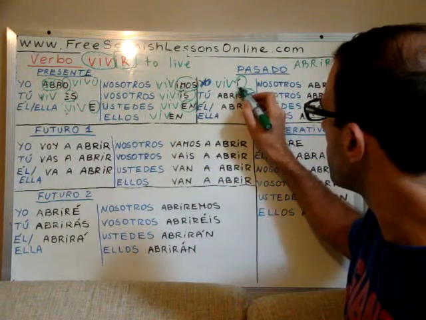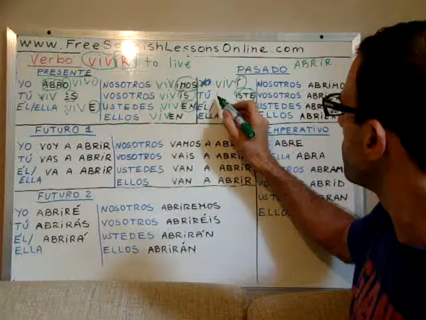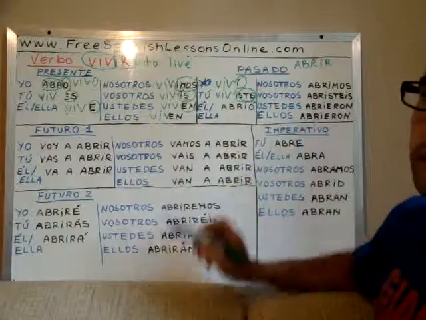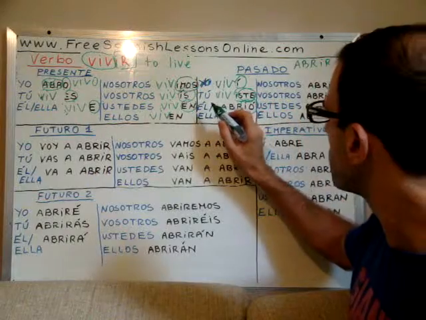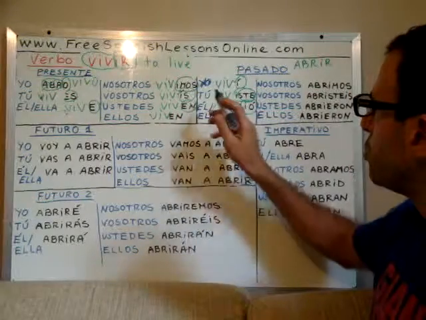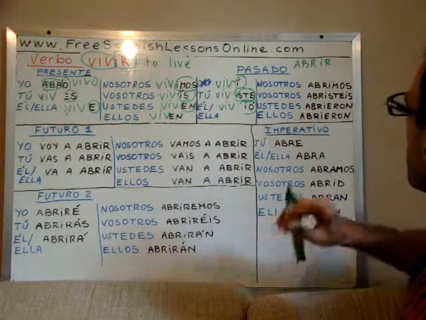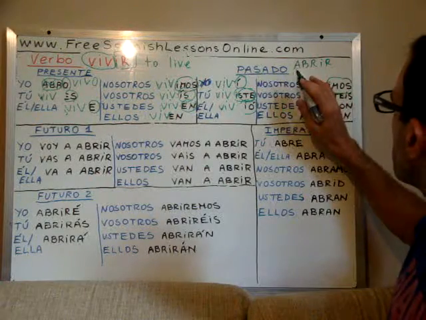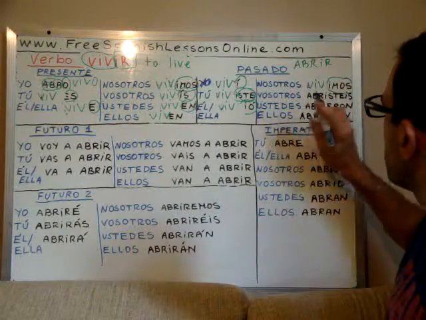Sorry. Here. Let's strip out the root. Let's change it for viv. And we have tú viviste. You lived. And let's do the same with the other persons. Okay? Vivió. So, tú viviste, él vivió. Right? Nosotros vivimos. Right?